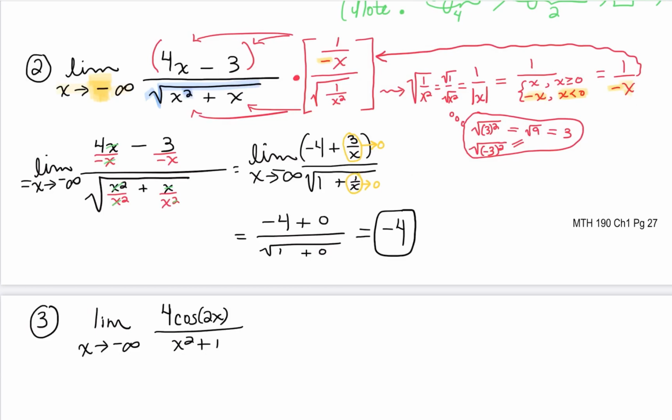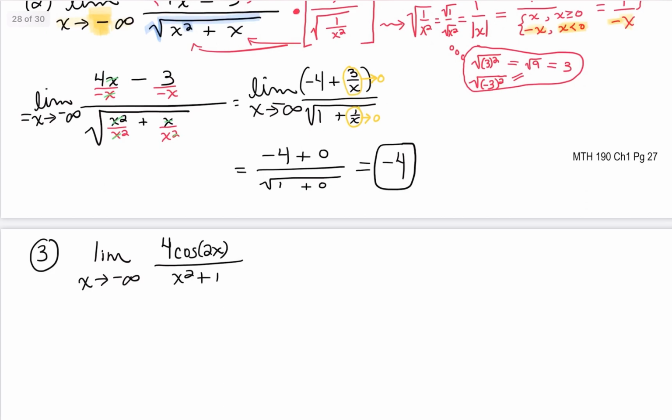I mean, what happens to cosine as it goes to negative infinity? It just oscillates, right, between 1 and negative 1, and then times 4 in the numerator, so it's going between 4 and negative 4. So what we're going to do with something like this is we're going to get an opportunity to use squeeze theorem again. Cosine is going in between negative 1 and 1. Oh, I have some bounds on that. So that's what we're going to do here.